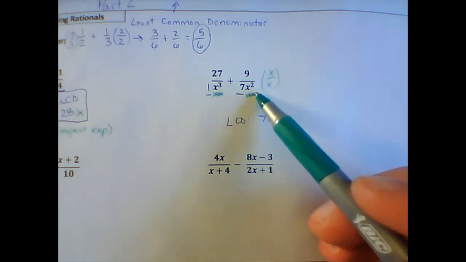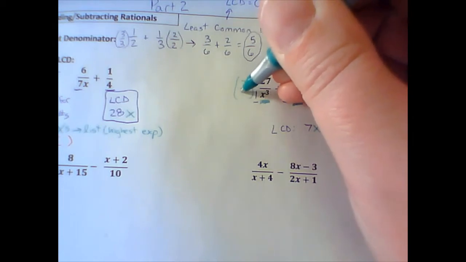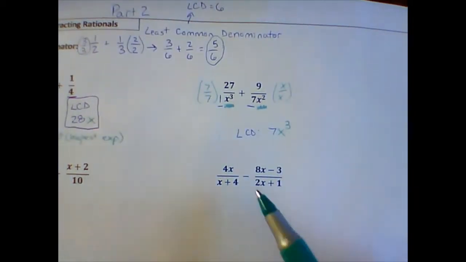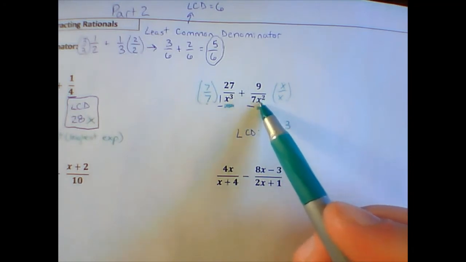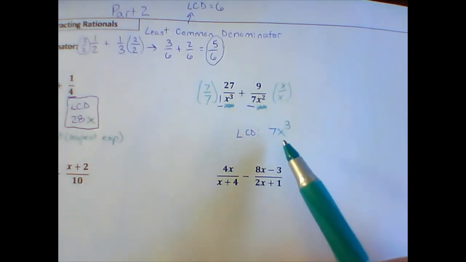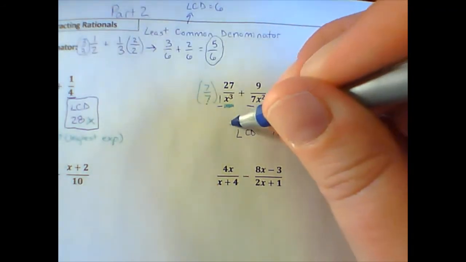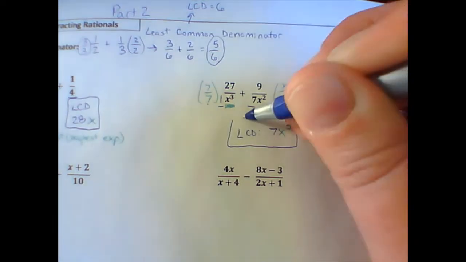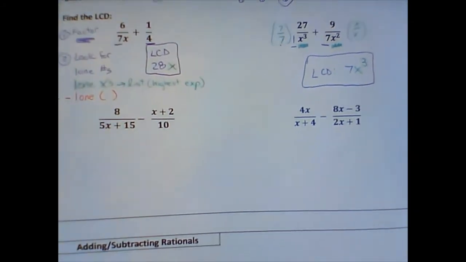So you're matching numbers, you're matching letters, and eventually we're going to be matching groups. Okay, we would hit this first fraction with a 7, and we would hit that second fraction with an x, and then both fractions would have 7x cubed on the bottom. We're not going to take that step quite yet. We're just saying this is what's going to show up on the bottom, just to give you an idea of how this is going to be used. Okay?